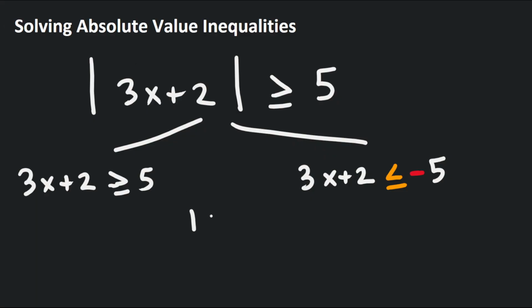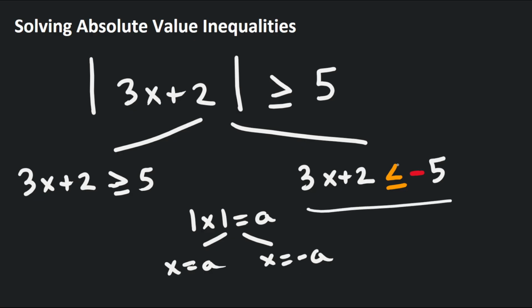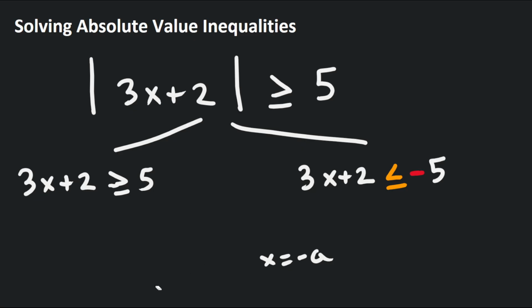Just as a reminder, very similar to an equation, if you have the absolute value of x equals a, you split it up into x equals a and x equals negative a. Inequalities are very similar. The only difference is that in this negative piece, you have to flip the inequality. So if it was a greater than or equal to before, you're going to flip it to a less than or equal to.